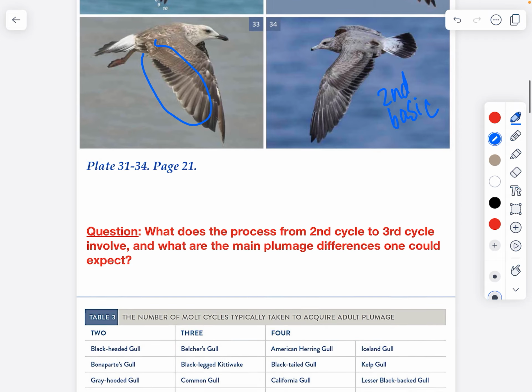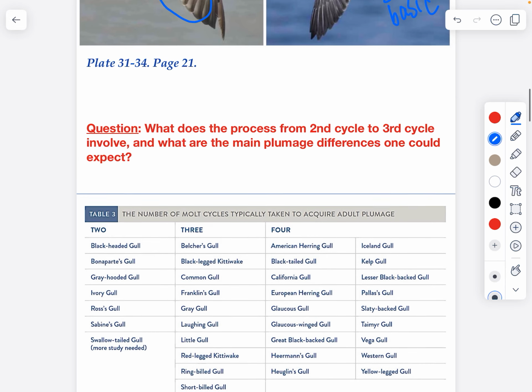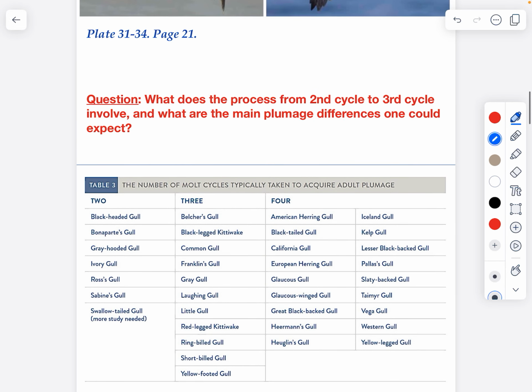If we look at this table 3 from page 17, we want to focus particularly on 4-cycle gulls. And the reason for this is by the time these 2-cycle and 3-cycle birds are in third basic plumage, they've pretty much assumed an adult-like appearance, and we can stop worrying about aging them. We simply refer to them as adults at this point.